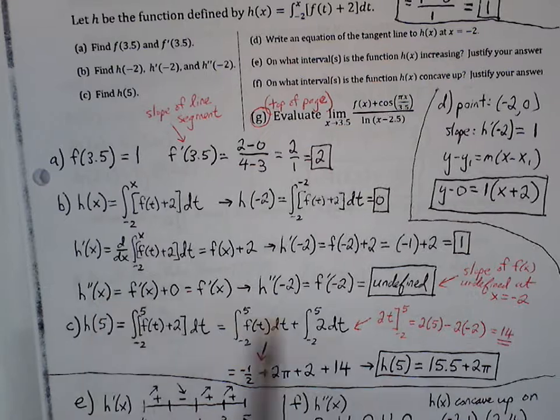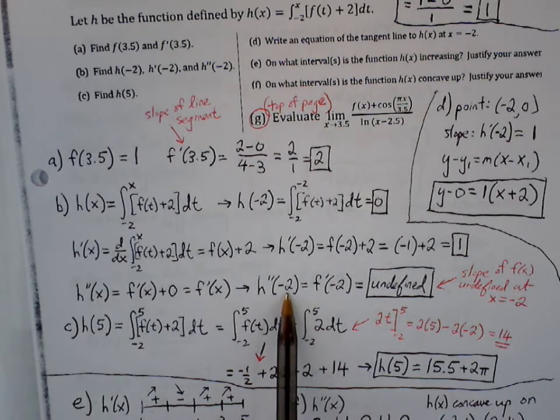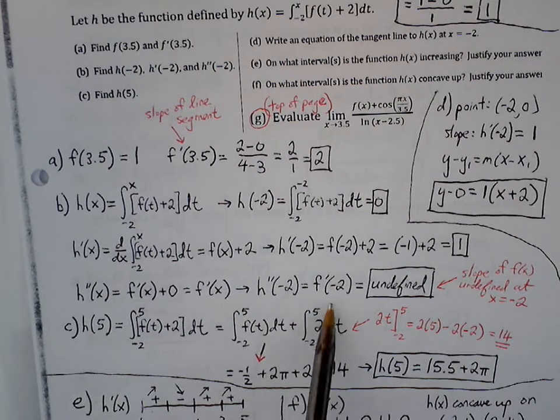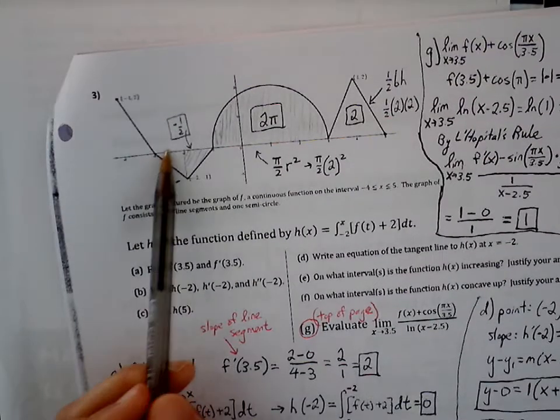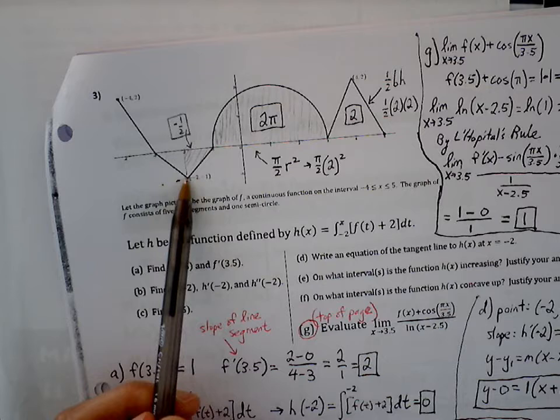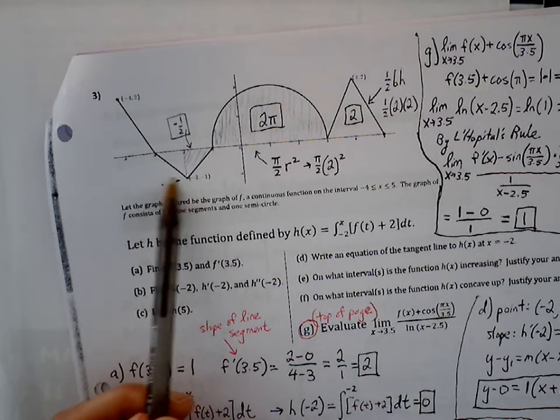So then when we do h double prime of negative 2, that's equal to f prime of negative 2. So we're asking, what is the slope of the f graph at negative 2? The slope of the f graph at negative 2, we see that is a sharp turn. So there's no slope. Slope is undefined.